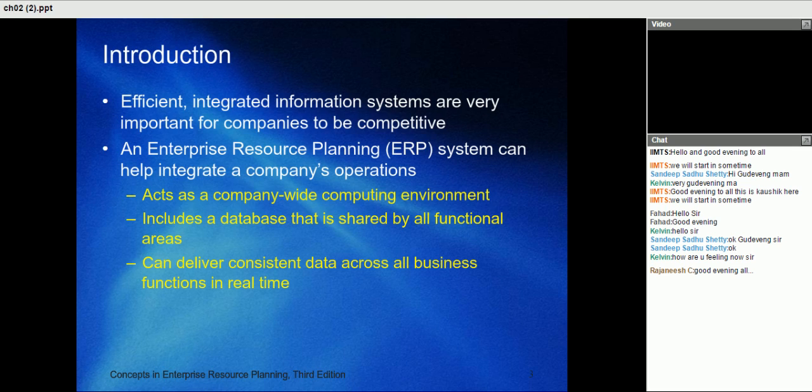marketing, finance, or HR, integrating all these functions together is ERP.